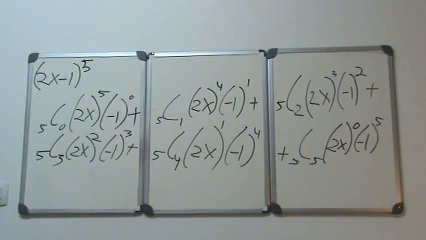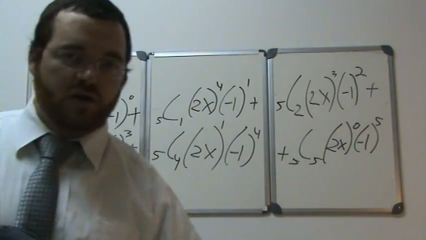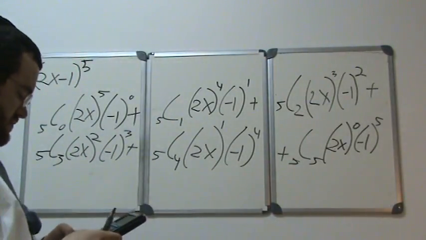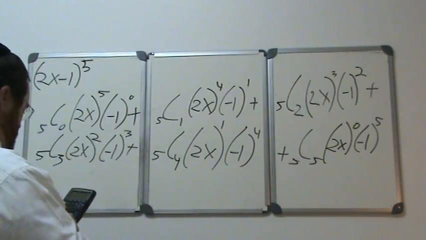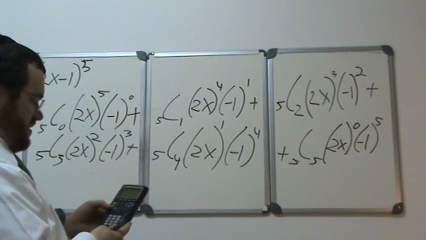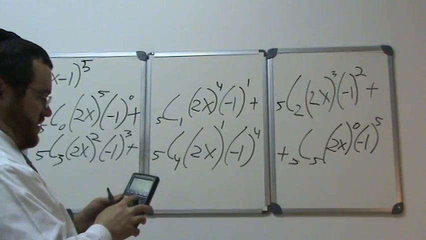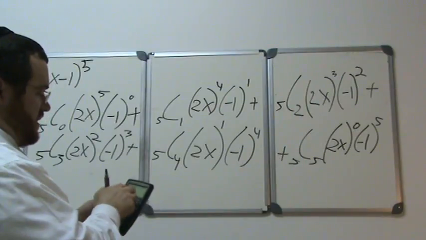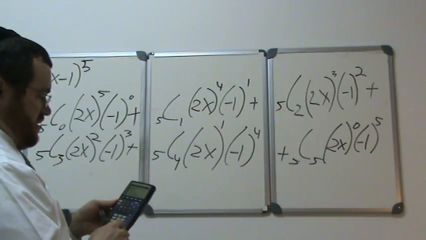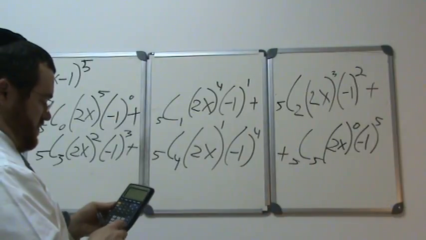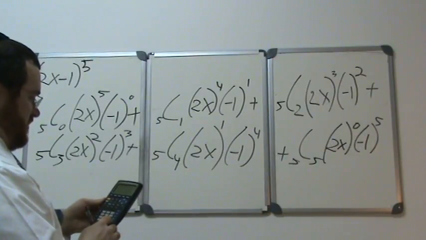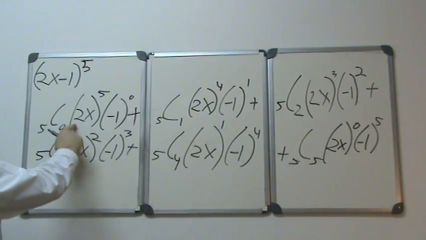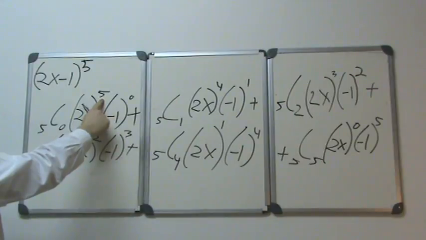Now let's work this out. Let's see if this works out. You take out your calculator, you do 5, then you hit the math button and press the back key. You go down 3 to nCr, which is the number of combinations. Press enter. 5 combination 0 is 1, and 2 to the 5th power is 32.